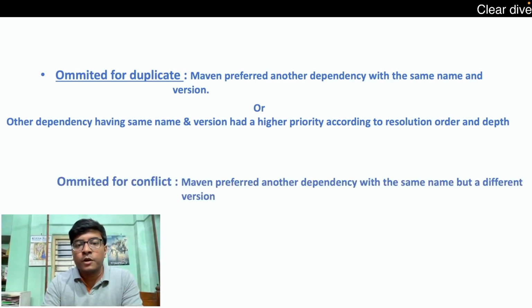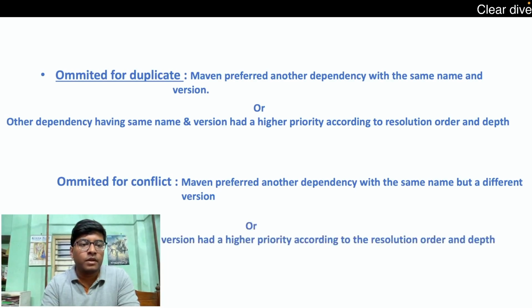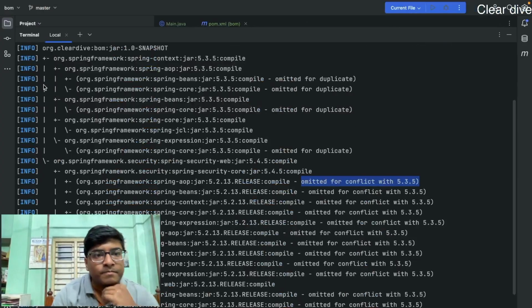And in case of omitted for conflict, Maven preferred another dependency with the same name. Name will be the same, but different version, right? That's why it's called omitted for conflict. In other words, the other dependency with the different version had a higher priority according to the resolution order and depth. Now see, in the level order traversal, I have shown it in the tree method as well, which is much easier to understand. Here also it is the same thing.